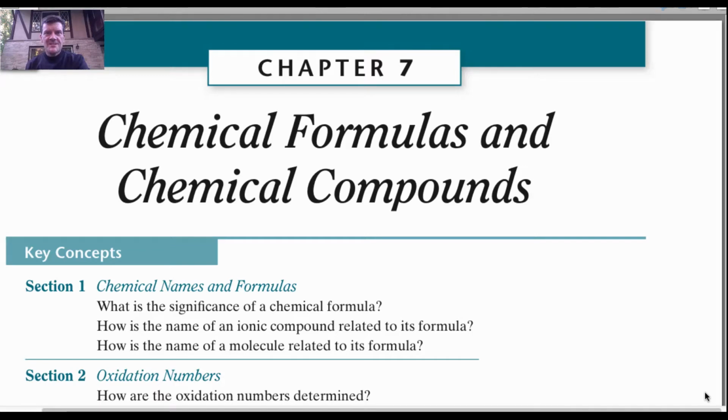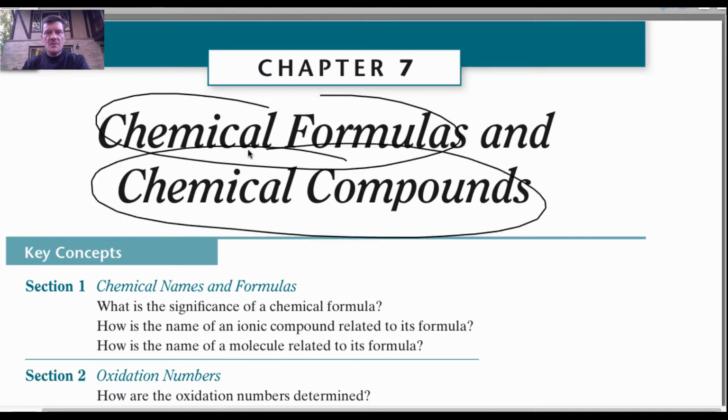All right, chemistry class, I'm coming to you on a beautiful fall evening here, and we are going to be looking at chapter 7, which is all about chemical formulas and chemical compounds. Now, if you remember in chapter 6, we looked at bonding. Why do elements form these compounds? And we determined that it's because it puts them in a more stable position, a lower energy position.